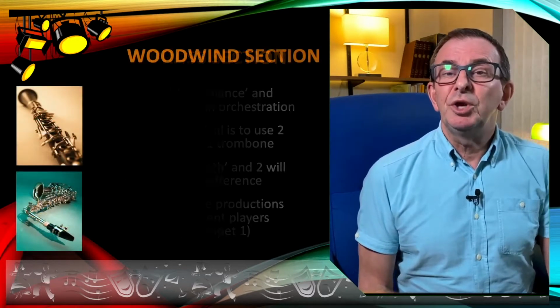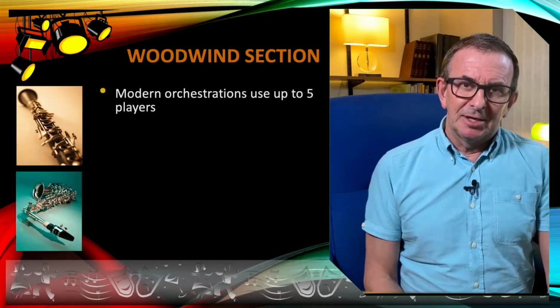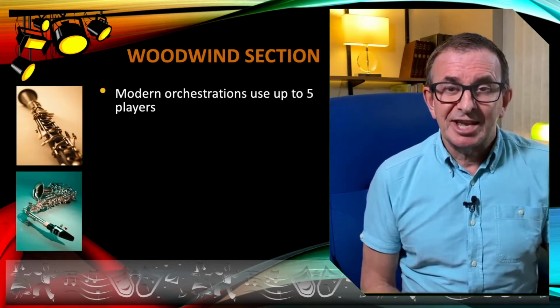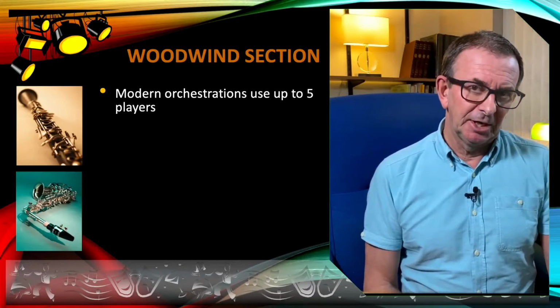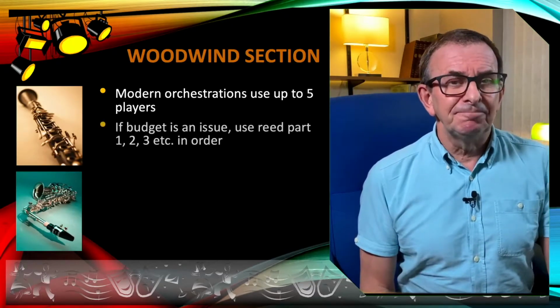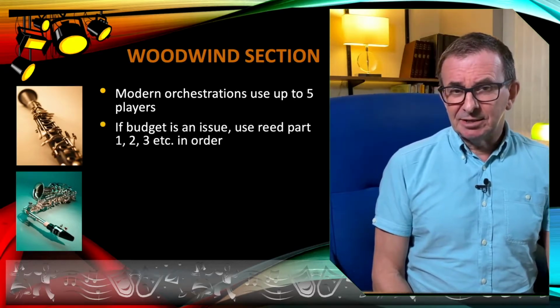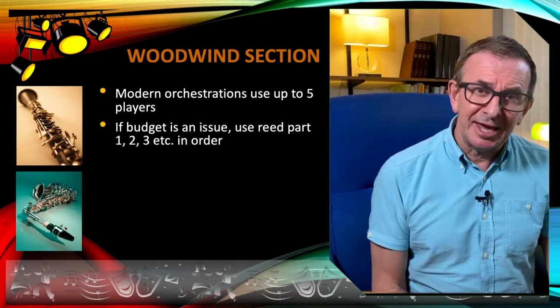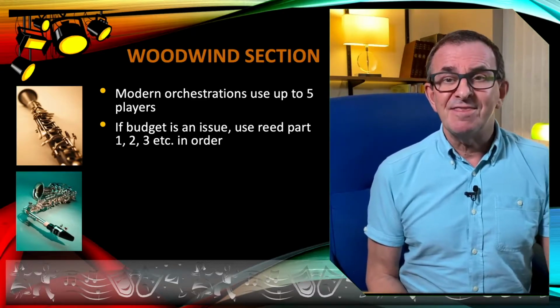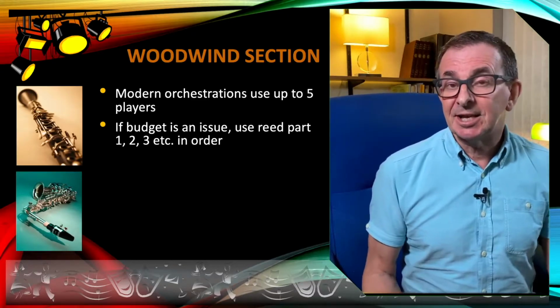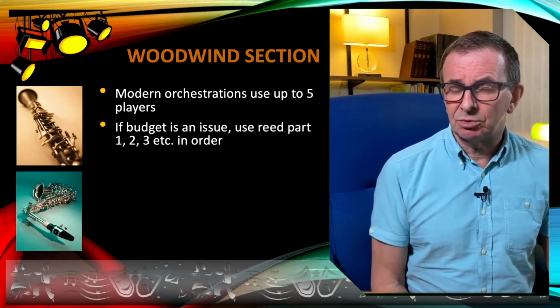Moving on to the woodwind section now. Many modern orchestrations can use up to 5 different woodwind players. If budgets are an issue, it's usually the case, not always, but usually the case that reed parts 1, 2 and 3 should be used in that order. Like I say, there are some exceptions to this rule.